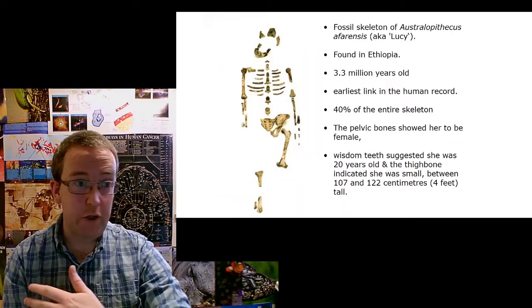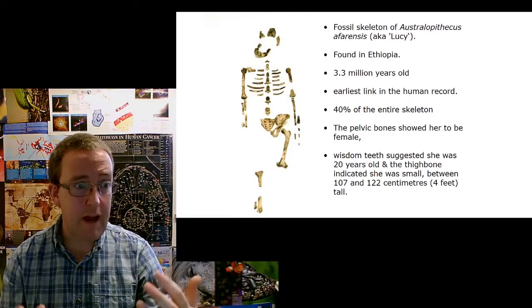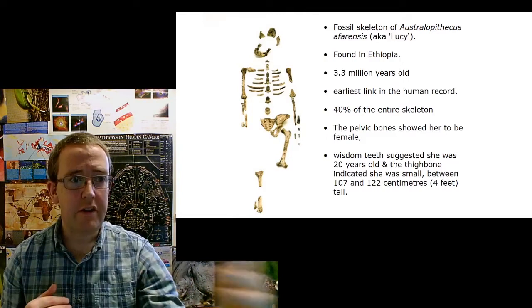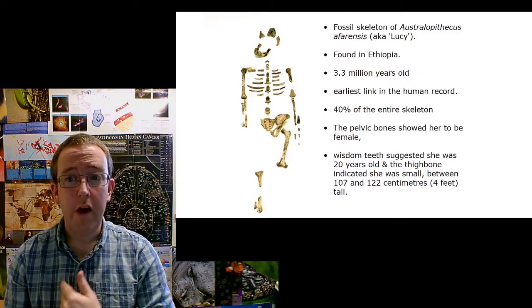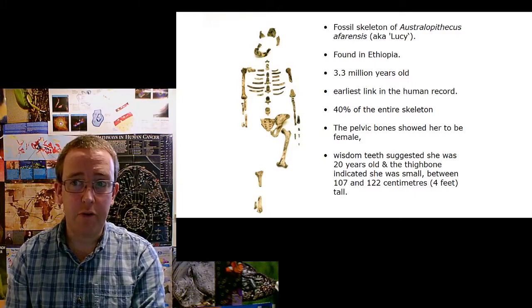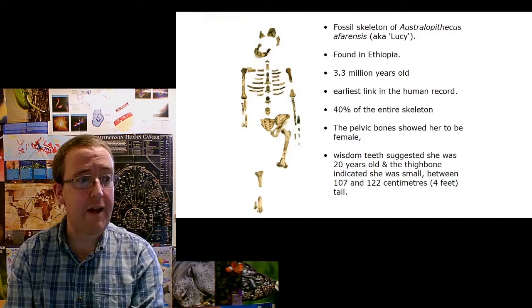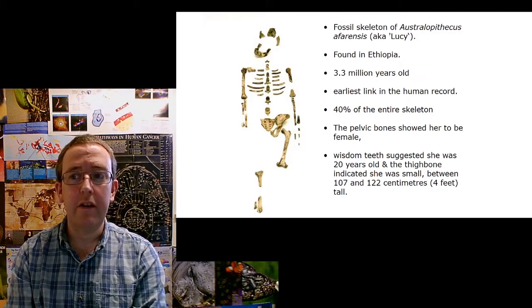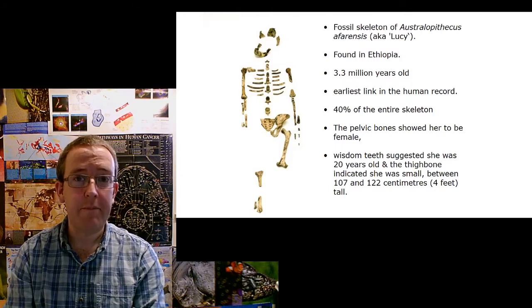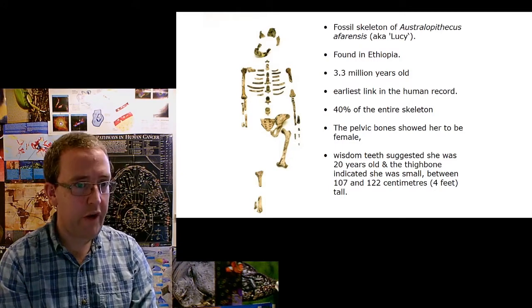But anyway, this also goes for us, right? There are still gaps, obviously, but we have a very good understanding of human evolution, the broad brushstrokes thereof. This is a very famous human fossil. It's called Australopithecus afarensis. It's 3.3 million years old, and this fossil here was named Lucy.